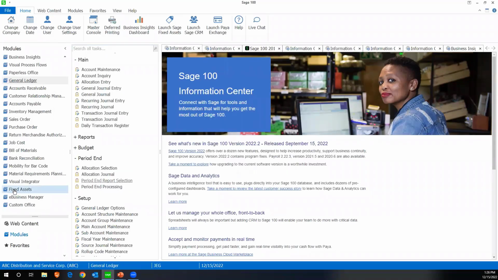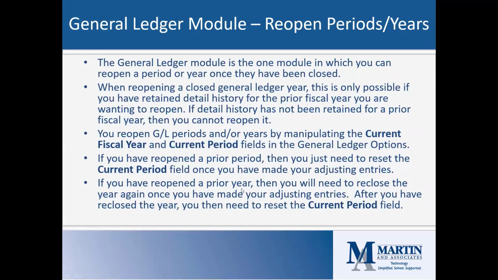Okay, so very important, this last note: make sure if you cross years, you have to close the year so that the numbers roll forward, then just move your period back to the period you were in for the current year when you go back into your options.